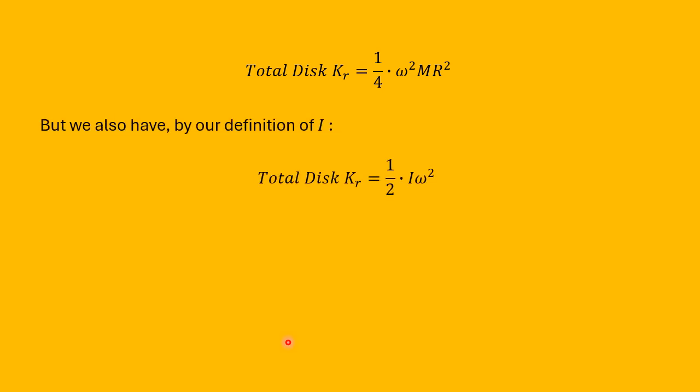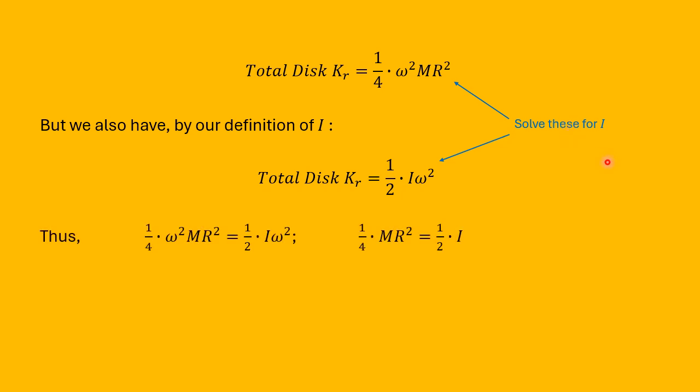But we also have by our definition of I, the moment of inertia, that the kinetic energy of rotation is 1/2 I omega squared. If we look at those two equations, both of these are expressions for the same kinetic energy, so these have to be equal, and we can solve those two equations for I. So if we do that, we can first set this equal to this, which is what we have here. We notice that this side of the equation has a factor of omega squared, so does this side. So divide both sides of this equation by omega squared, and we have 1/4 m r squared equals 1/2 I. Now, if we multiply both sides of this equation by 2, we can easily solve for I, and what we have is that I equals 1/2 m r squared. So this is the formula for the moment of inertia of a circular disk having mass m and having radius r.